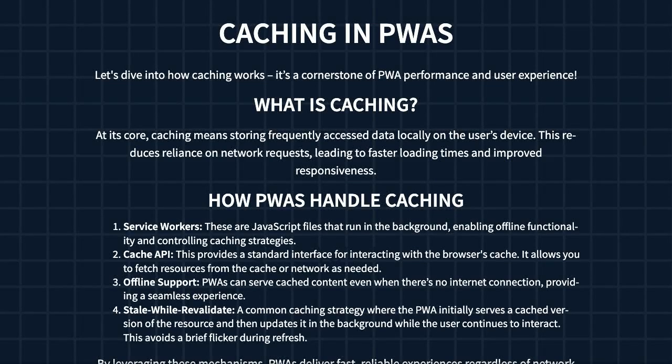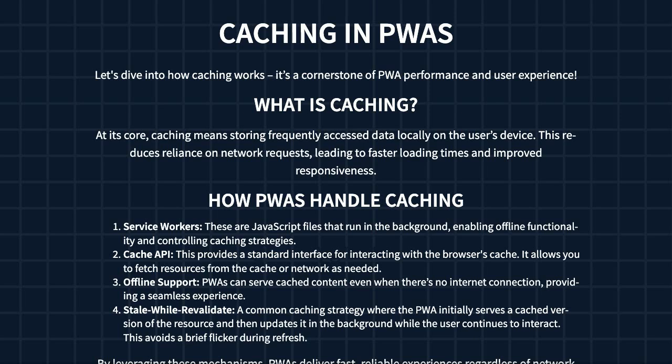Okay, so caching is super important for PWAs. Basically, it's like giving your app a little memory on the user's phone or computer. Instead of always having to ask the internet for something, which can take time and use data, the app can pull that information from its local storage. Service workers are key here. They're background scripts that manage all this caching.